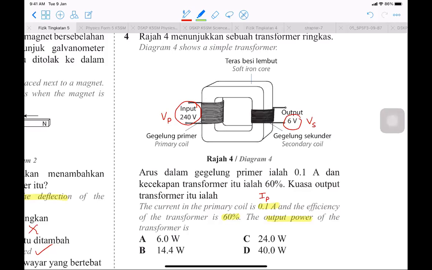Faiz bilang B, 14.4. What about the rest? Did you get answer dia B? B juga. Yes. Check, we check the answer. Yes, correct answer is 14.4 watt. I don't need to show dia punya workings, kan? Do I need to show the workings or no need?